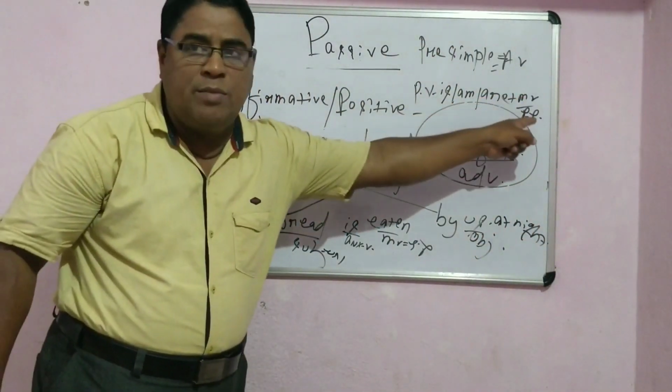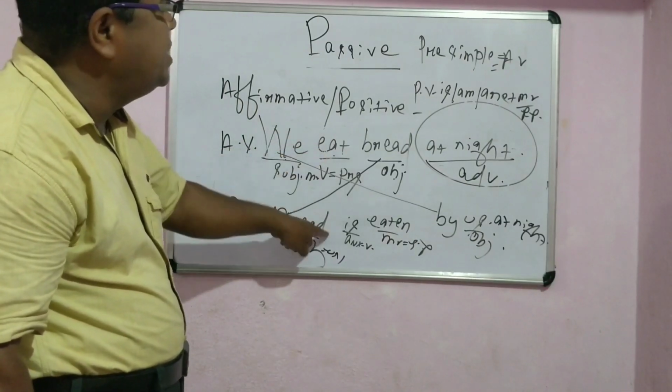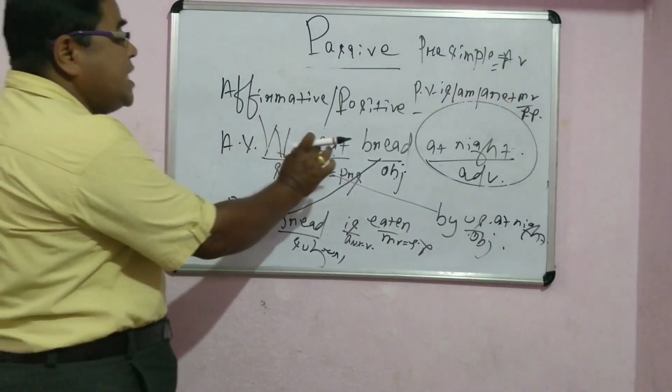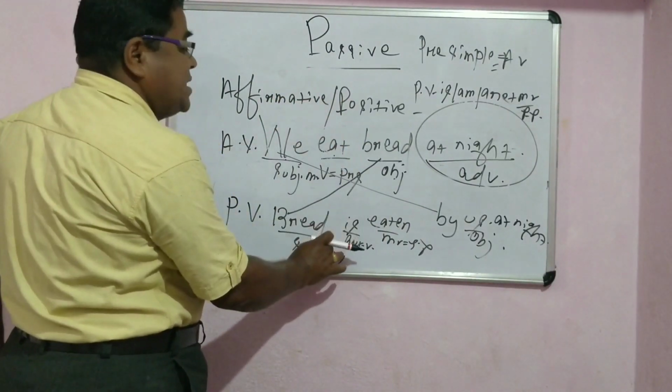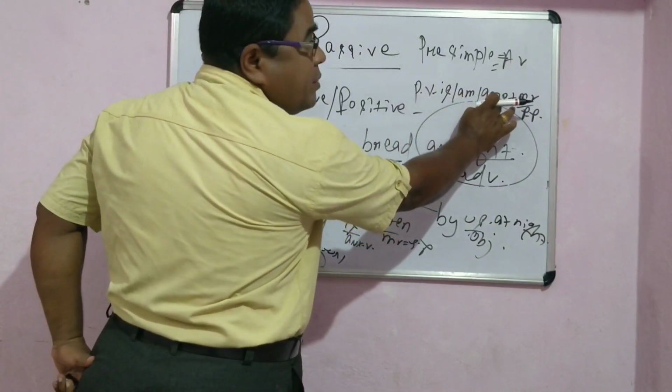Is, am, are plus main verb is equal to PP. So you just saw how present simple is changed into is, am, are plus main verb plus PP in the passive. When you change the active into passive on present simple tense, first you have to take the help of a be verb.